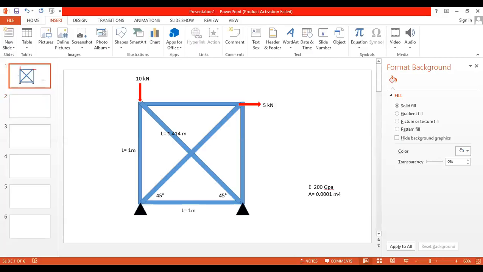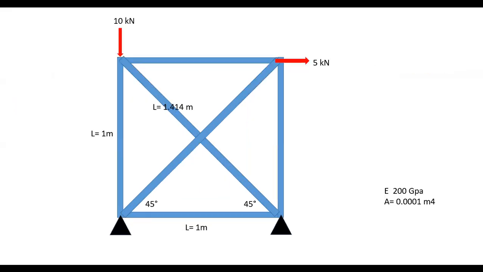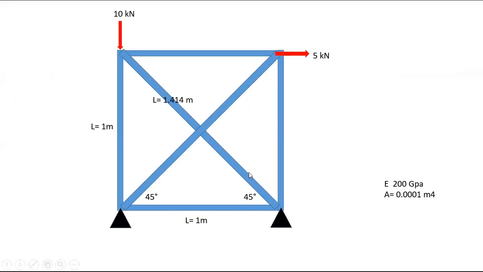So we shall consider this example. It's a truss given, right? At these locations, these members are not connected. So this is element 1, 2, 3, 4, 5 and 6. You have 1, 2, 3, 4 nodes, right?